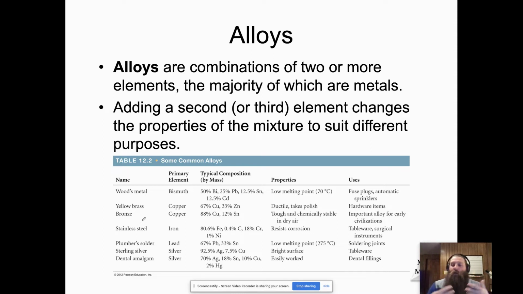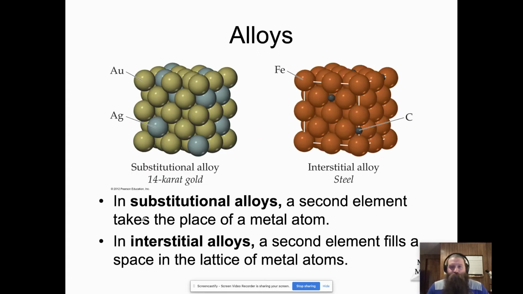So basically, alloys have a primary metal with something else added in that adjusts the final chemical properties, or physical properties. Now, since we're talking about these cubic lattices or these crystal lattices, we want to look at the two different kinds of alloys that we form. You can form a substitutional alloy, in which case that second element that you put in is going to take the place of some metal atom that was there before. So if we look at 14 karat gold, which is an alloy of silver and gold, some of the gold atoms are replaced by silver atoms.